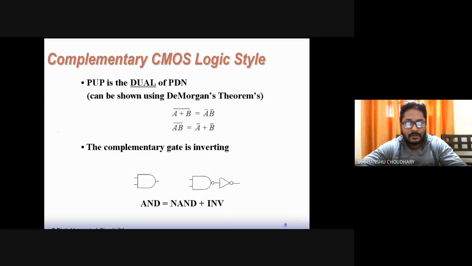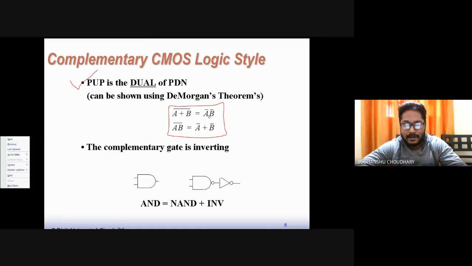Now in a complementary CMOS logic style, the pull-up is the dual of the pull-down network. That also can be shown using De Morgan's theorem. There are two things to remember in De Morgan's theorem: A plus B whole bar is always A bar B bar, and AB whole bar is equal to A bar plus B bar. These two are called De Morgan's theorems.